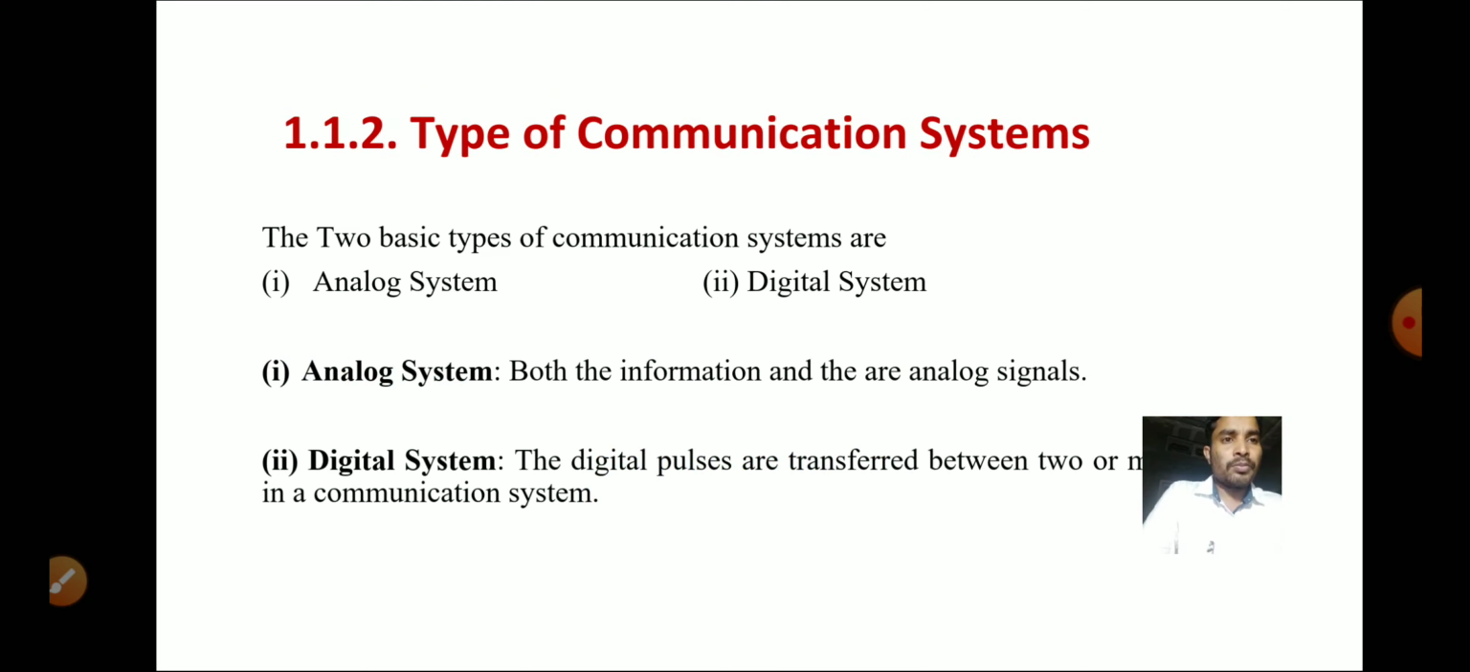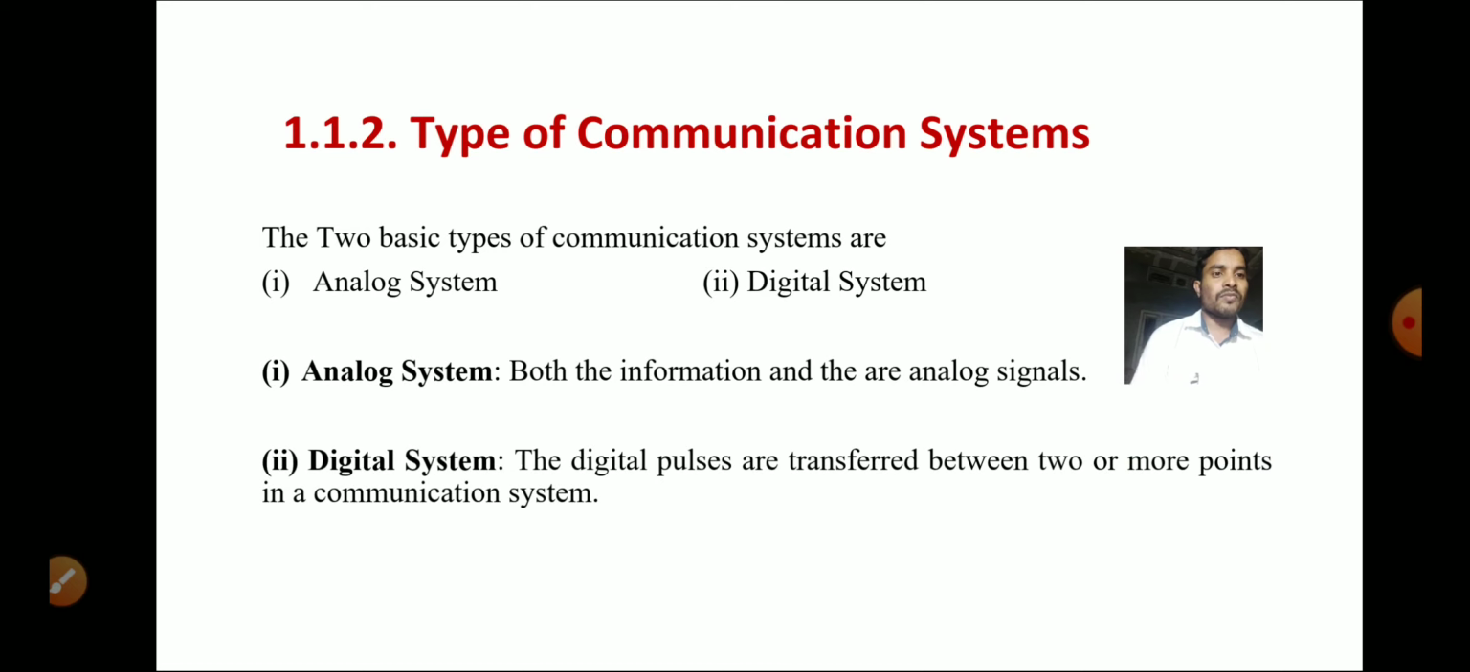Now, types of communication systems. There are basically two types of communication systems: one is the analog system, and the other is the digital system. In analog systems, both the information and the carrier are analog signals. That means both the signals are analog.